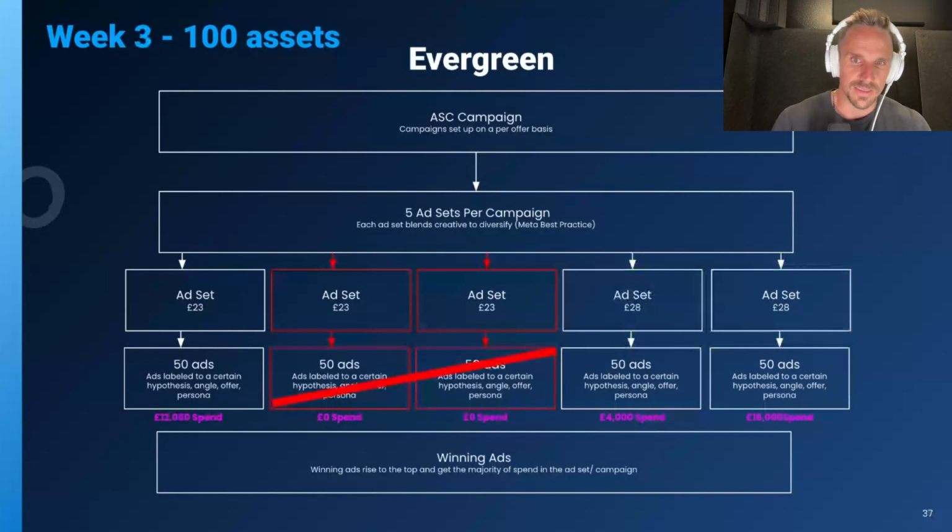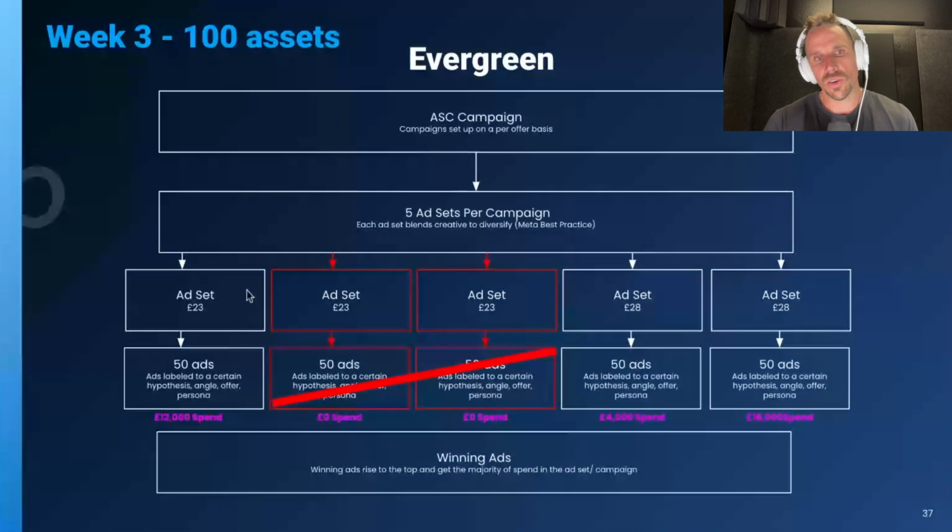In week 3, we get 100 ads again. So what we have in this scenario is in ad sets 2 and 3, 0 spend. In ad sets 1, 4, and 5, you have $12,000, $4,000, and $16,000 of spend.